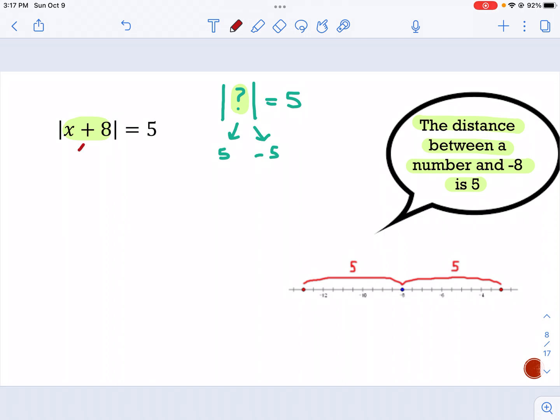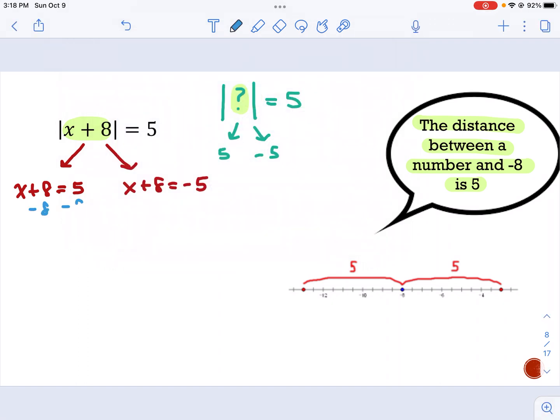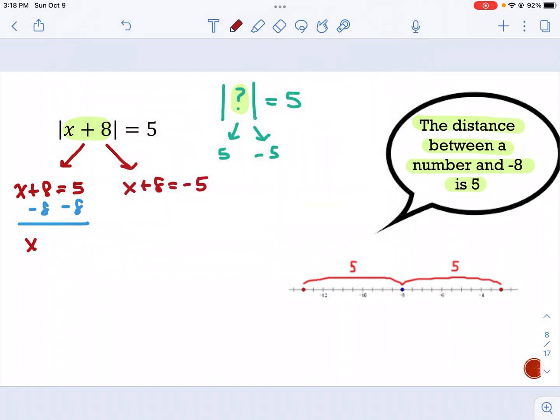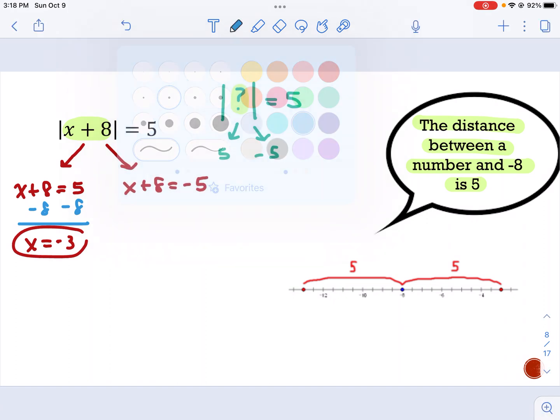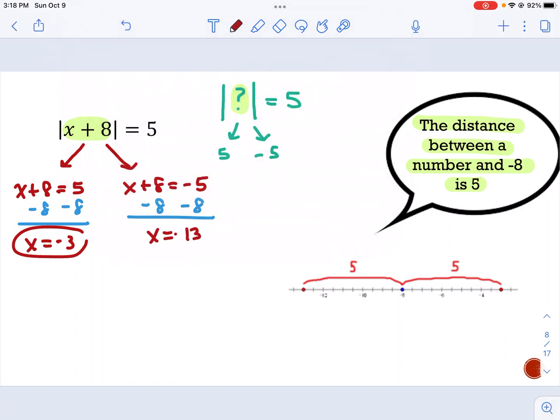We're going to start by taking this equation. We're going to take the x plus 8. That quantity x plus 8 needs to be equal to 5, or that entire expression x plus 8 needs to be equal to -5. From here, we just solve each equation. We subtract 8 on both sides on the left-hand side, and we're left with x is equal to -3. I do the same thing on the right-hand equation. I subtract 8 on this side, and we're left with x is equal to -13.